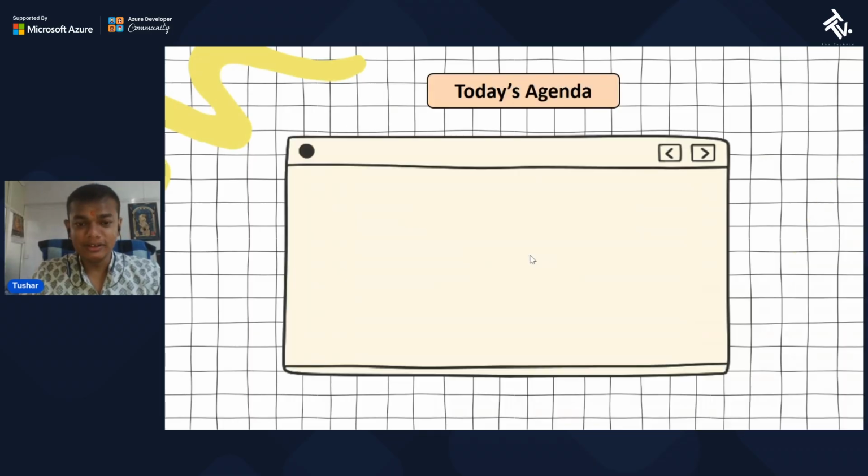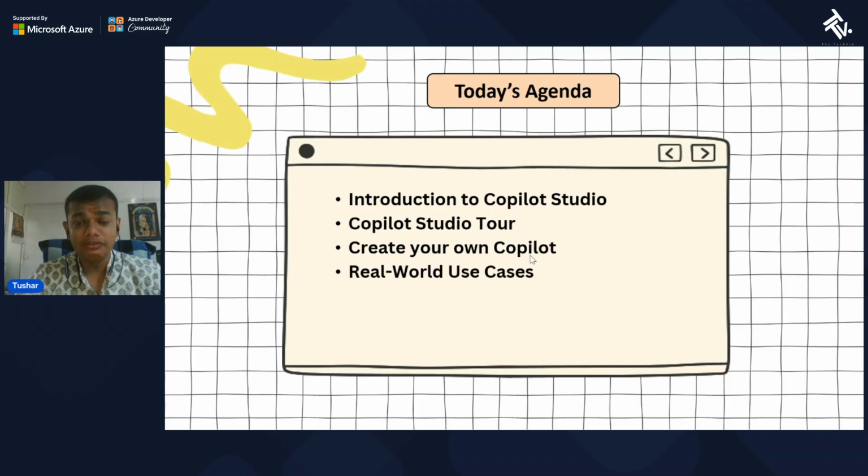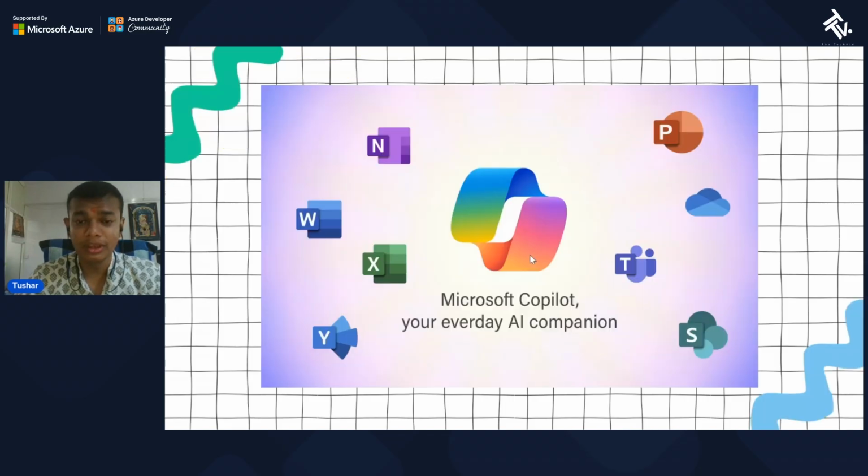So let us see our today's agenda. Firstly, we will be seeing the basic introduction of Copilot Studio: what is the definition, what are the key features? Secondly, we will be having a tour of Copilot Studio. Then we will be seeing how we can create our own custom Copilot. And lastly, we will be seeing what are the real world use cases, which industries are using Copilot, and what benefits they have got from using it. And finally, what are the takeaways from our today's session.